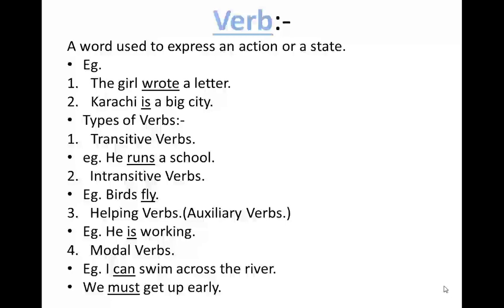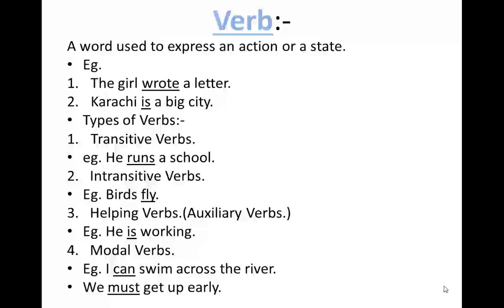Again, here are different types of verbs: transitive verbs, intransitive verbs, helping verbs. Do you remember this topic that we have already studied in our topic of verbs? Helping verbs, auxiliary verbs, one and the same thing. Modal verbs. Transitive verbs. Do you remember studying transitive and intransitive earlier in grade 7th? So, transitive verbs are the verbs when there is a subject and an object given.